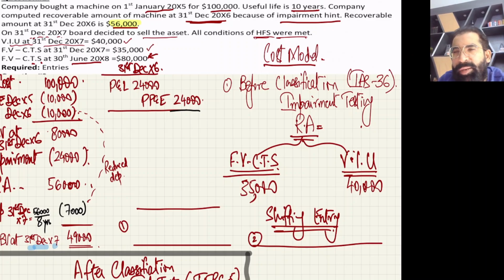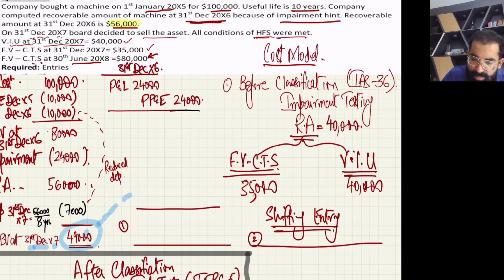So recoverable amount is the higher of these two, so your recoverable amount is 40,000. Okay. Now just use your brain. Your NBV at the date of held for sale is 49,000 and recoverable amount is 40,000.